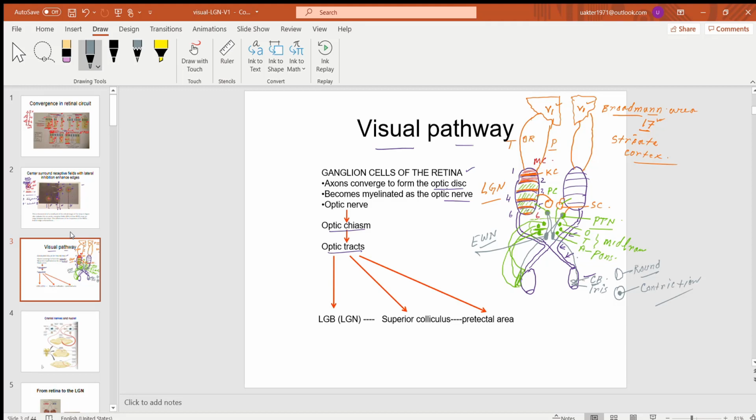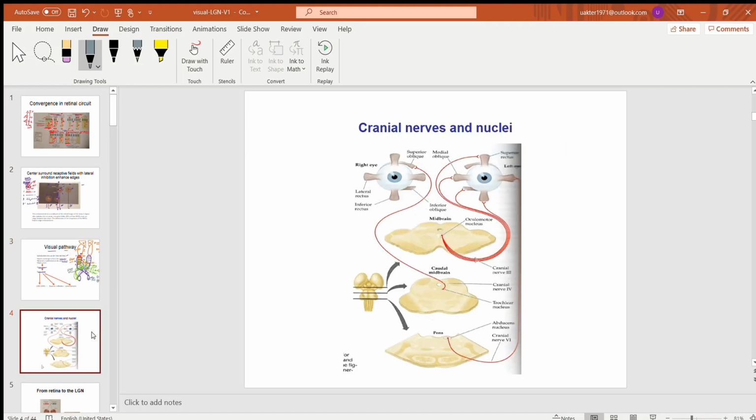Now, if you see the cranial nerve nuclei here that I already explained, right? So this is the midbrain, this is also midbrain, right? And this is the oculomotor nucleus, this is the trochlear nucleus. Both are in the midbrain. However, this is the pons where you have the abducens nucleus. Okay, and from these nuclei, the cranial nerves arise and go to the extrinsic eye muscles.